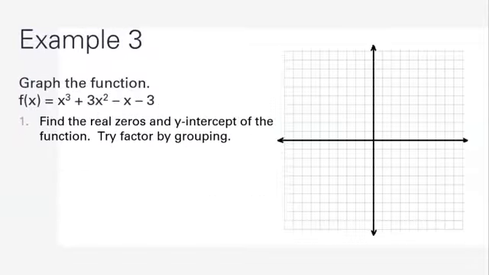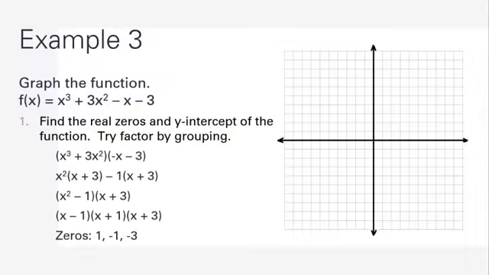In example 1, we're asked to graph the function f of x equals x cubed plus 3x squared minus x minus 3. So step 1 is to find the real zeros and the y-intercept of the function. And I gave a hint and I said try factor by grouping. So I'd encourage you to pause this video, try to factor this by grouping, and then hit play to see if you're right.